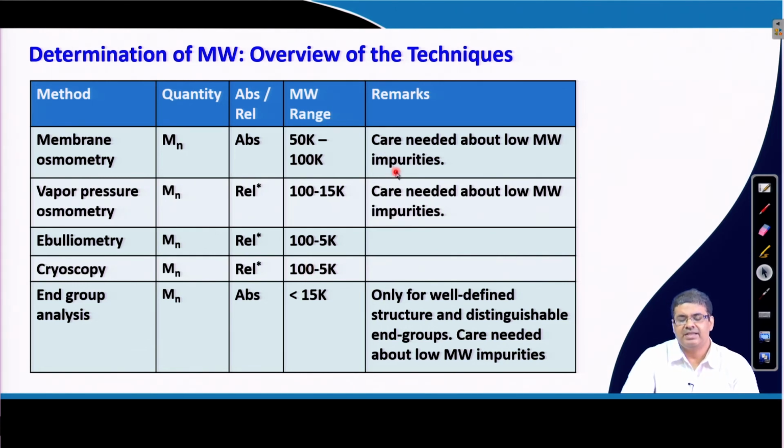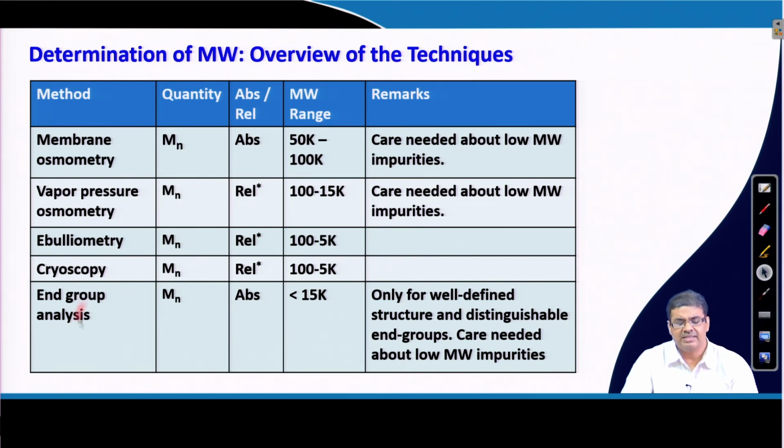And in all these techniques we need to be very careful about low molecular weight impurities, because as I described, these are colligative properties and the property of this nature depends on number of molecules. Hence, if there are low molecular weight impurities, which will effectively increase the number of molecules in solution to a much larger extent, there will be large error in these techniques.